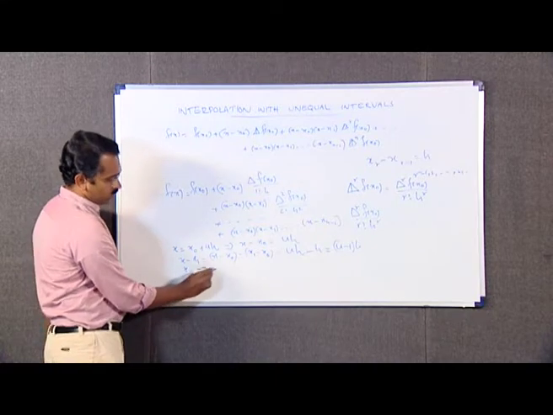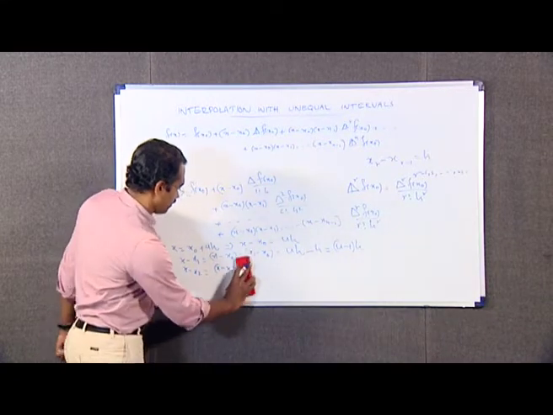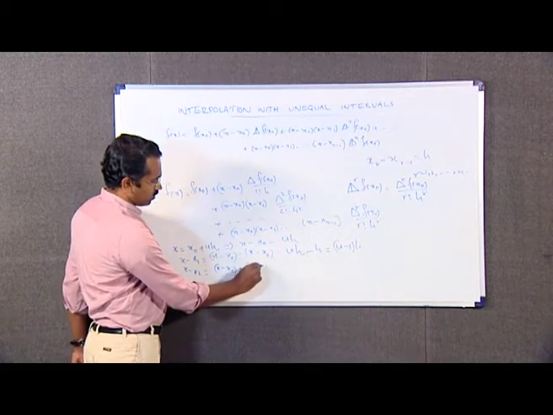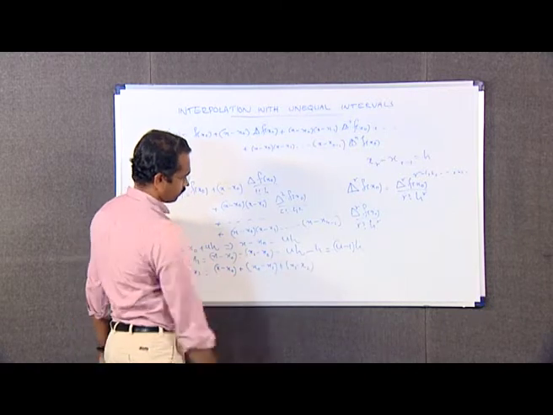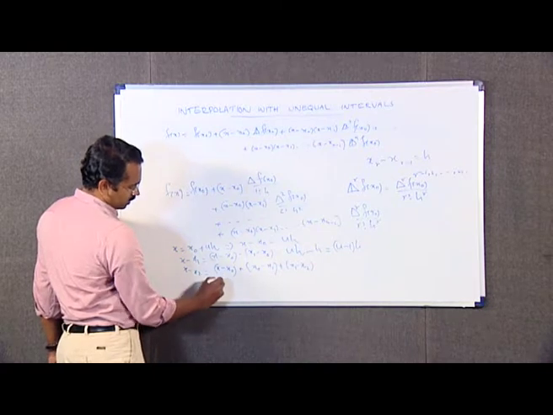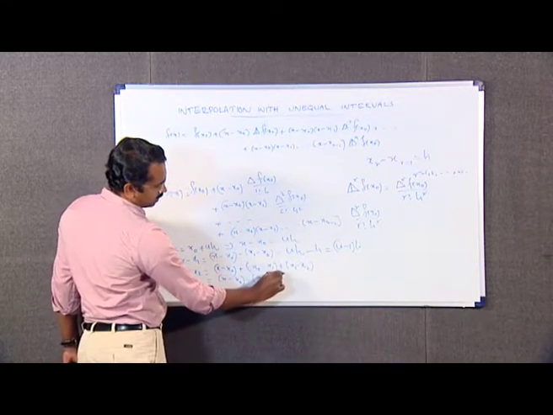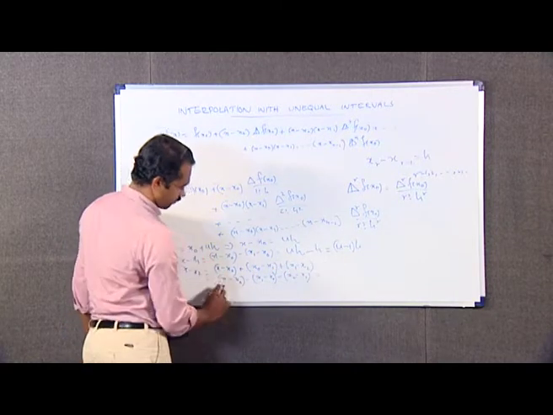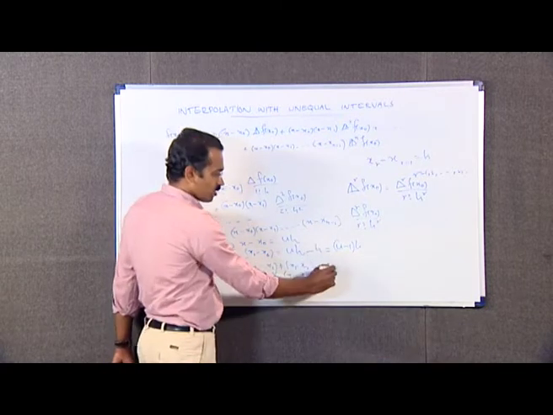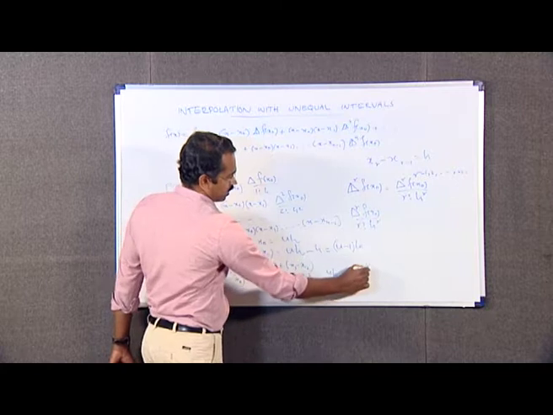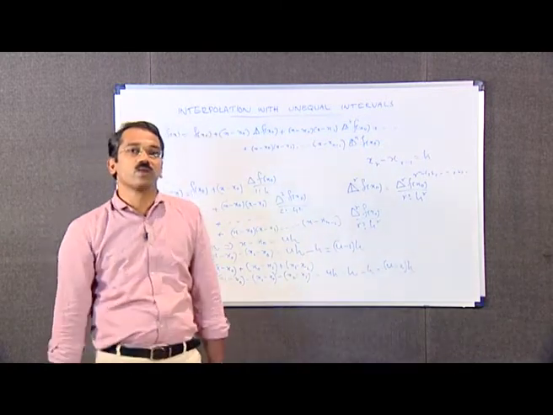Similarly, x minus x 2 can be written as x minus x naught plus x naught minus x 1 plus x 1 minus x 2, or this can be written as x minus x naught minus of x 1 minus x naught minus of x 2 minus x 1, that is equal to x minus x naught, which is u h, minus x 1 minus x naught, which is h, minus this also h, that is u minus 2 into h, etc.